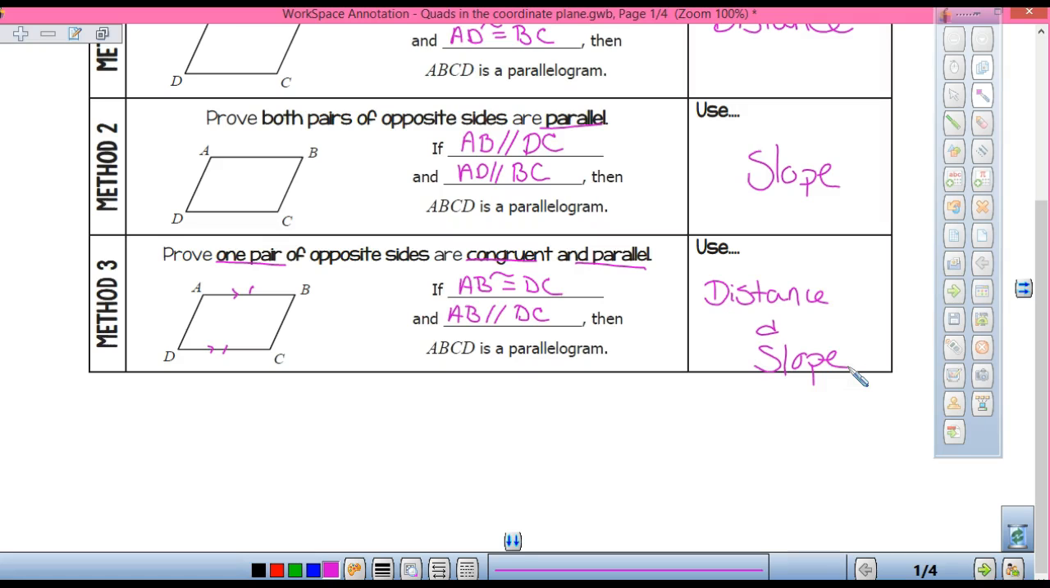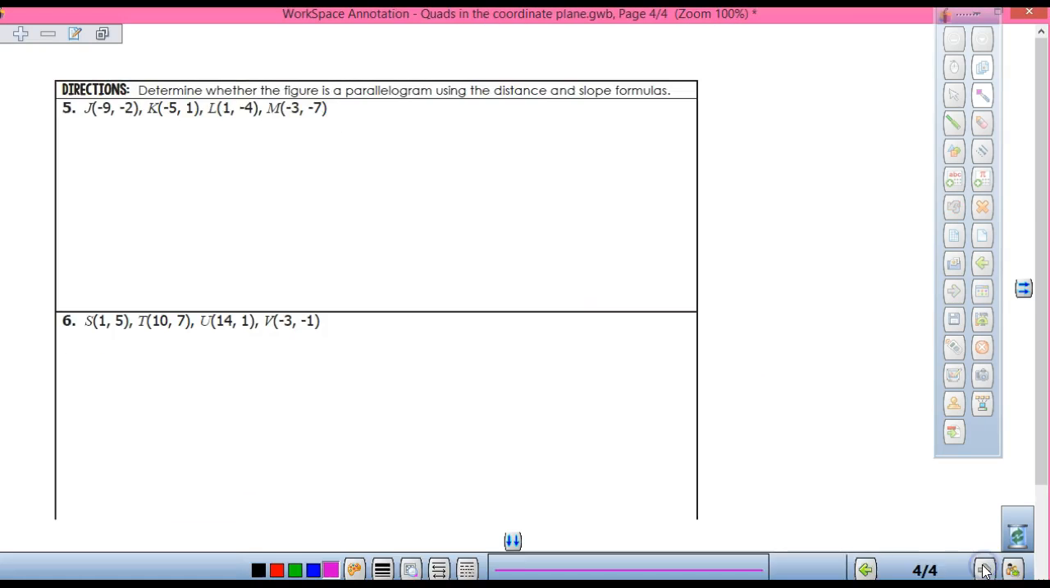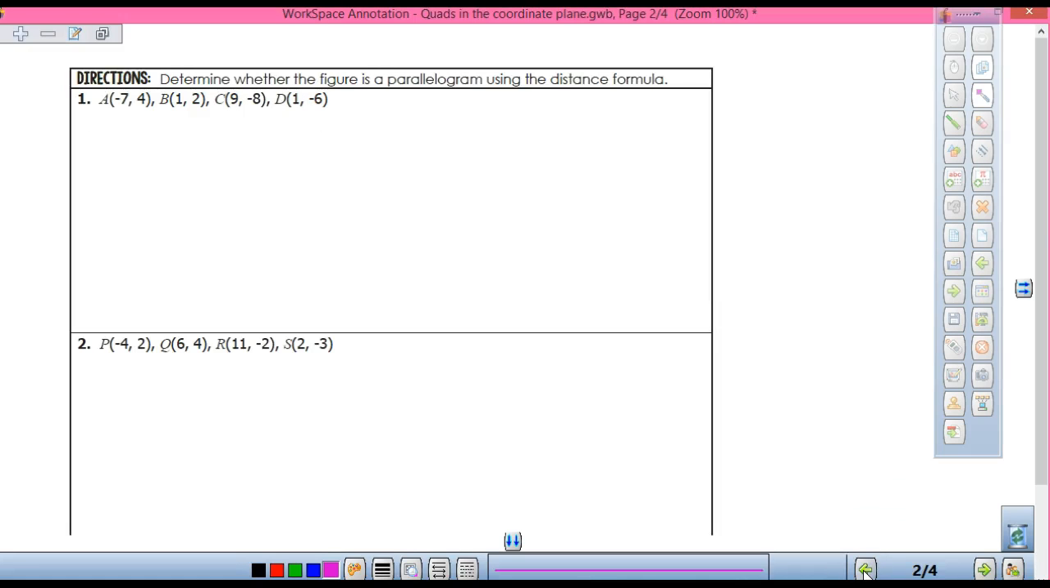The nice part about your assignment is it tells you what to use. Slow down there. Okay, it says, let's prove it using the distance formula. So I would draw your parallelogram to see what sides we're dealing with. A, and just one order, B, C, D.